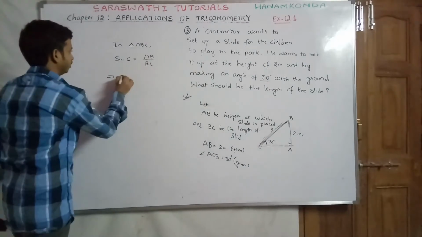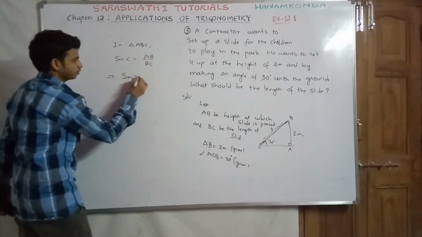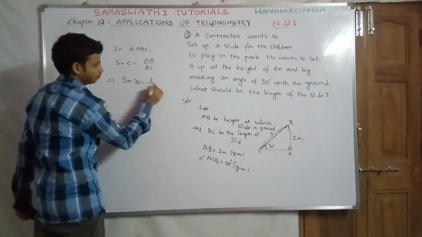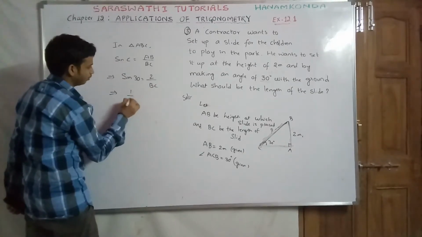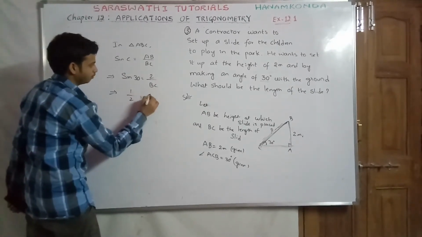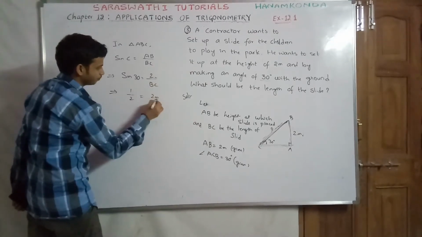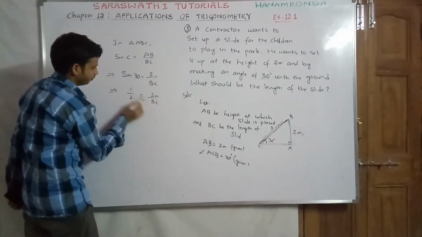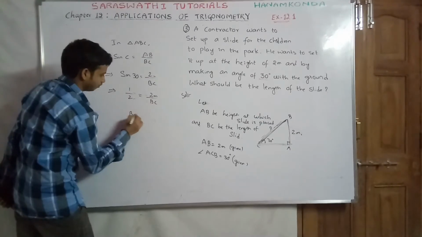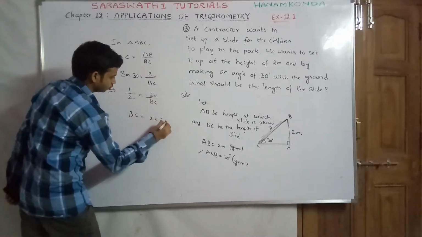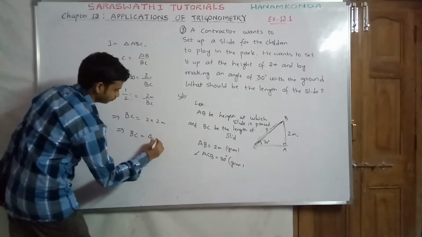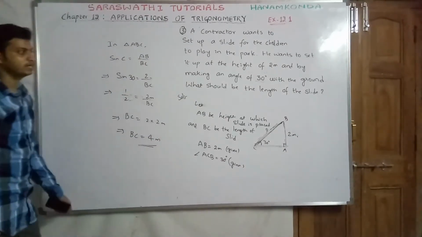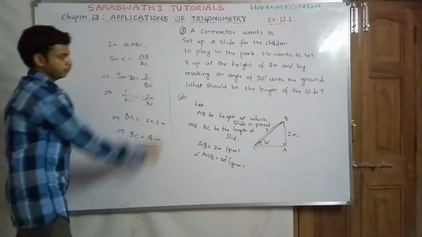So sine 30 equals AB value, which is given as 2 meters, by BC value we have to find. It implies that sine 30 value we know is 1 by 2. So 1 by 2 equals 2 meters by BC. If we cross multiply, BC equals 2 into 2 meters. So it implies that BC equals 4 meters. Therefore the length of the slide is 4 meters. So this is the answer.